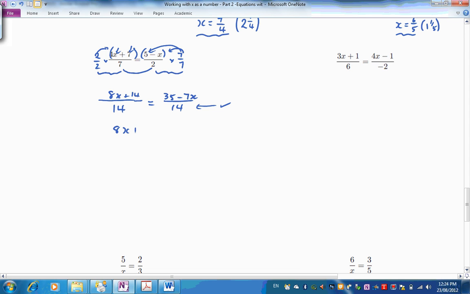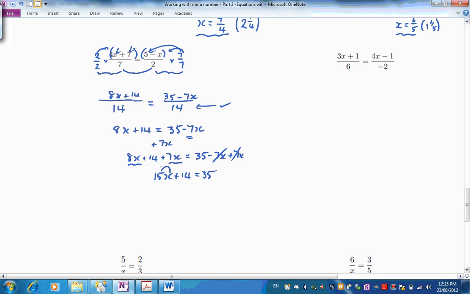Therefore, the numerators or the top lines must be the same. And so we'll put them equal. Now we want to collect all the x terms on the left-hand side here. This is neg 7x. So let's add 7x to both sides. We'll have 8x plus 14 plus 7x. And this will be equal to 35, take 7x plus 7x. Wipe out. Over on this side, 8x plus 7x. 15x plus 14 equals 35.